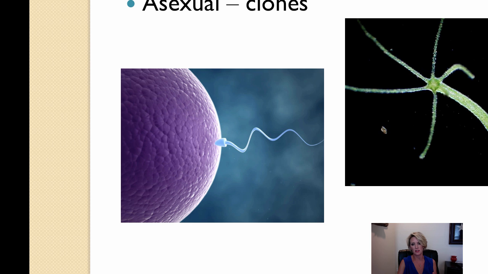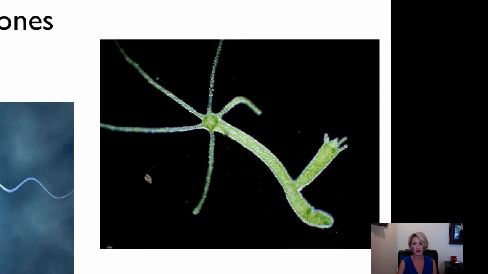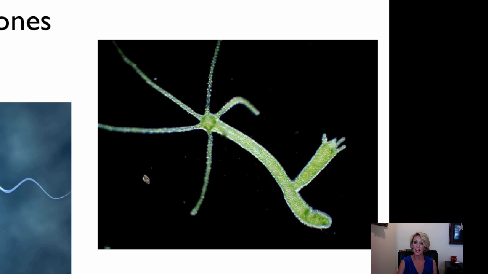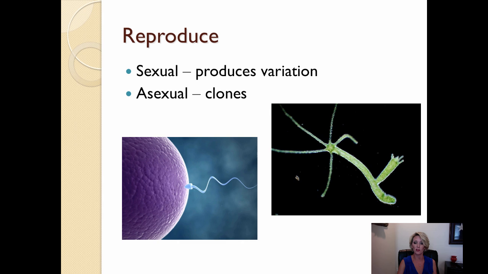Now, the other type is asexual, and when you put that A in front of the word sexual, it means without. An asexual organism is just making a copy of itself. They make little identical clones. Now, this has a plus in that it's kind of speedy, but the downside is it doesn't give you a lot of variety, whereas sexual reproduction produces a lot of variety on our planet.